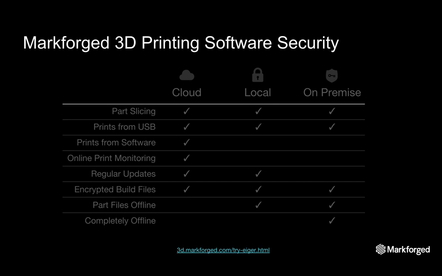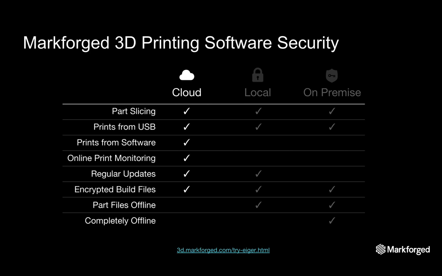I want to emphasize that Markforged really cares about you and your parts. We recognize how important security is for your intellectual property, so we actually offer a suite of software options, tailored to meet the requirements of any IT department. The most common option is our cloud software. It includes the full set of features, cloud-based file management, direct communication with printers, real-time monitoring, and frequent software updates. Markforged does not have any access to any of your information. It lives within your organization, protected by build file encryption and two-factor authentication.